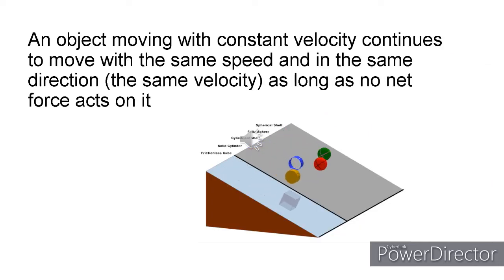So, an object moving with constant velocity continues to move with the same speed and in the same direction, the same velocity, as long as there is no net force acting upon it. Kagaya dito sa example, di ba? Nung nag-slide yung mga objects in an inclined plane, dahil walang external force, hindi nahihinto yung object sa pag-slide in that inclined plane. So, tuloy-tuloy na yon kahit gaano katagal, as long as there is that plane.